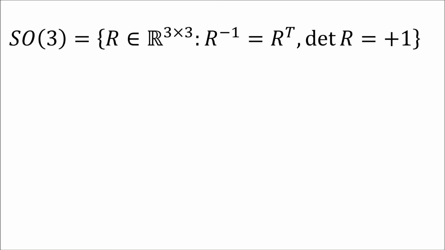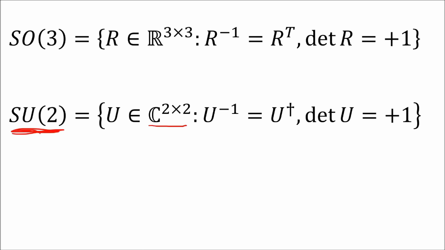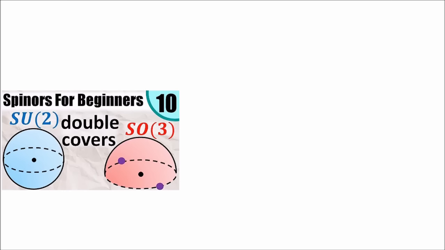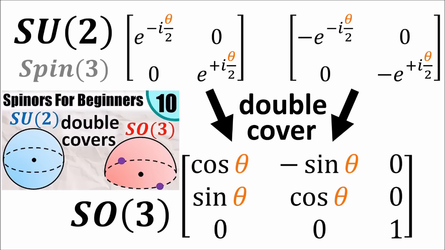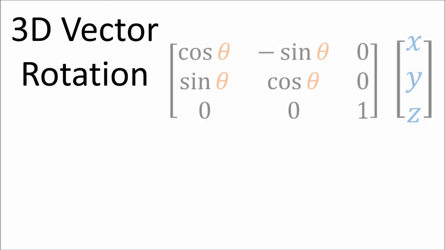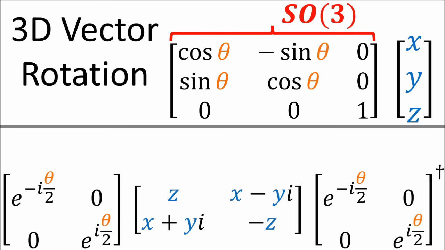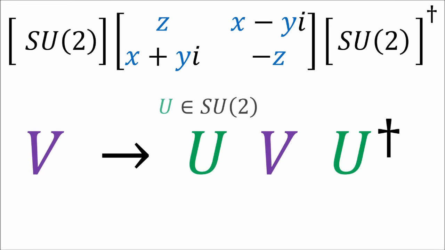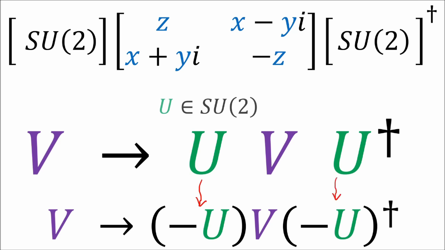and instead of talking about the Lie group SO3, we're going to talk about the Lie group SU2, the set of 2x2 matrices that are unitary, meaning the inverse equals the Hermitian conjugate, denoted with a dagger, and special, meaning the determinant is 1. In video number 10 of this series, I talked about how SU2 matrices are the double cover of SO3 matrices. When rotating a 3D vector, we normally use a 3x3 SO3 matrix. But we can also rewrite this 3D vector as a 2x2 complex matrix called a Pauli vector, and rotate it using a double-sided transformation with a pair of SU2 matrices that use half angles. So to transform a Pauli vector V with an SU2 matrix U, the transformation law is U V U dagger. However, if we replace U with minus U, the two minus signs cancel out, and we end up with the same transformation as plus U.